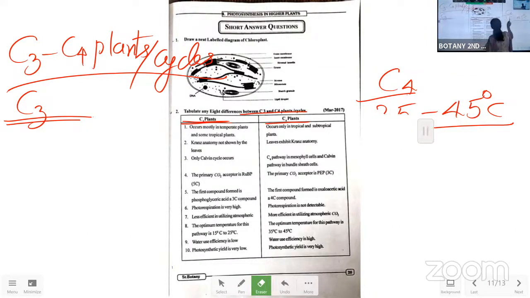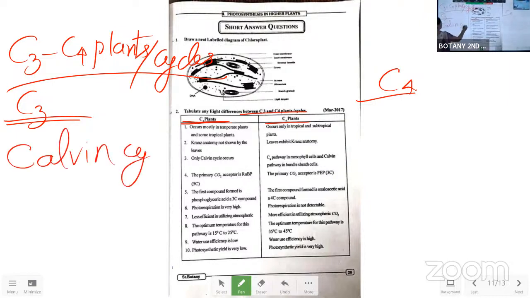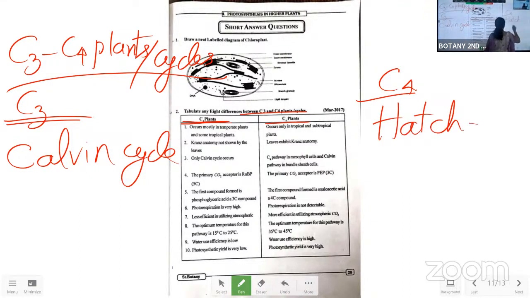Now we have to say the points that are there in the cycles. The C3 cycle is also called the Melvin Calvin cycle, whereas the C4 cycle is also called the Hatch and Slack pathway, otherwise Hatch and Slack cycle. We have to write like this: Calvin cycle, Melvin Calvin cycle, and the C4 is Hatch and Slack cycle.